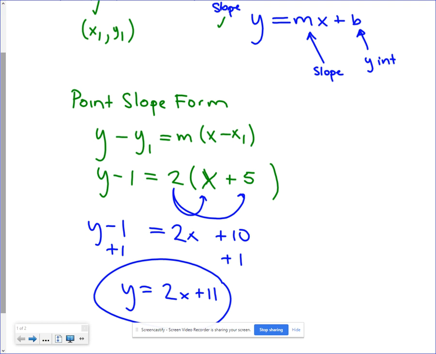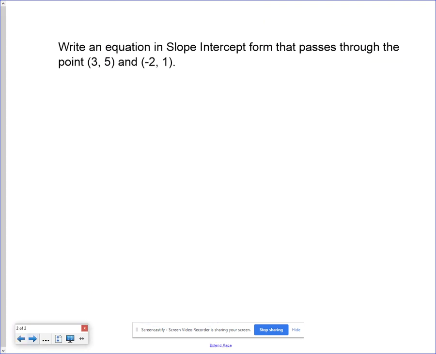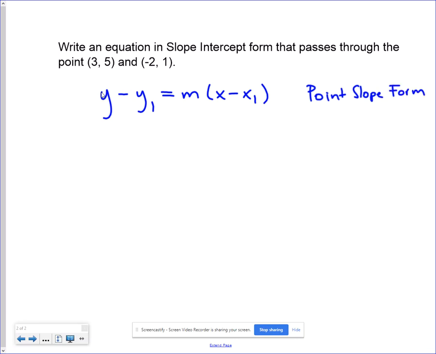All right, let's try one more example. Again, it wants us to write an equation in slope-intercept form. But this time, they just give us 2 points. We're going to do it like we did the last one. So we're going to first write this in point-slope form, and then change that to slope-intercept form.